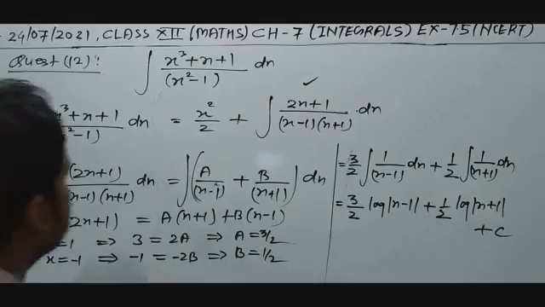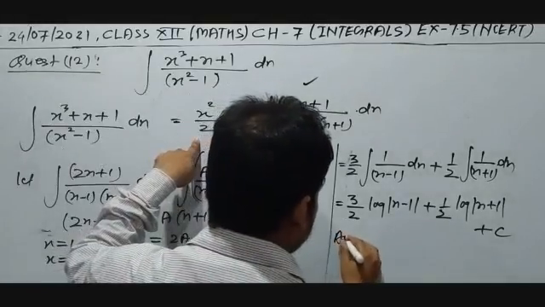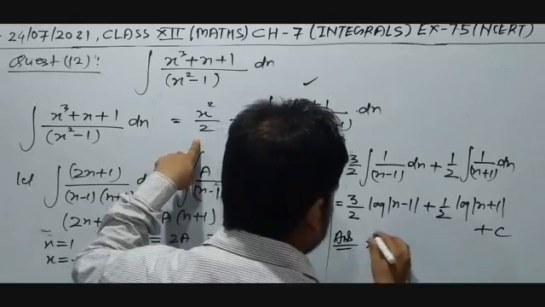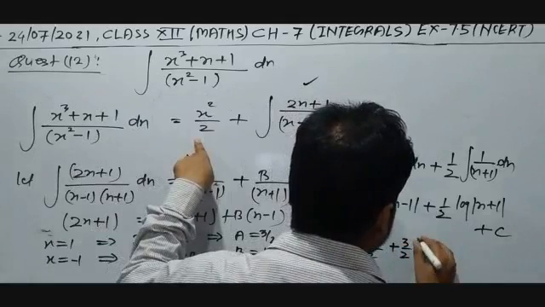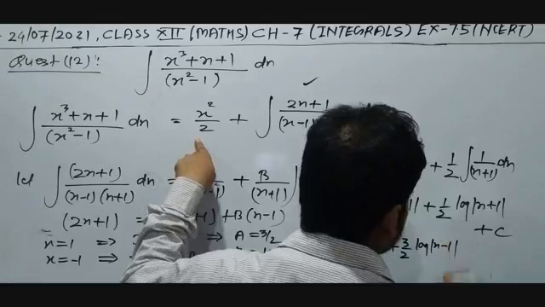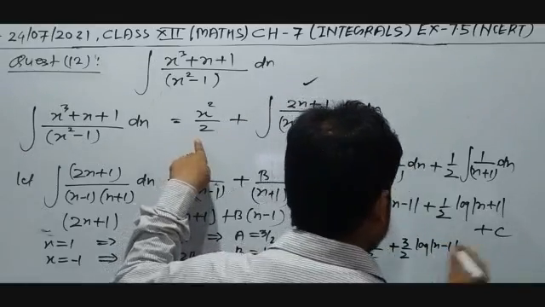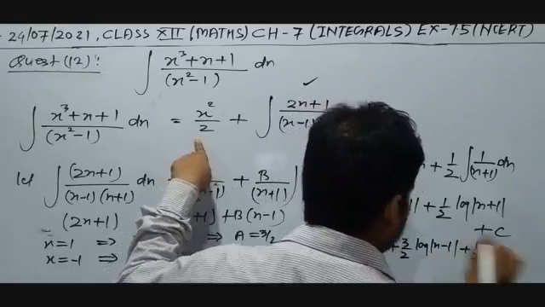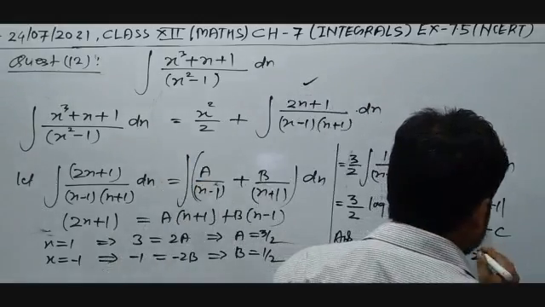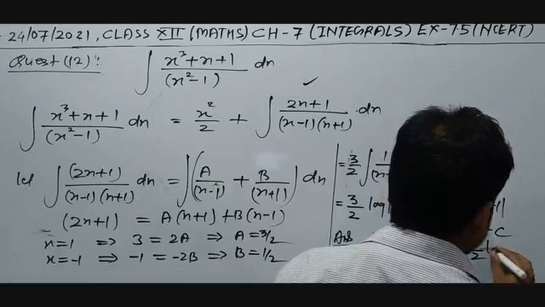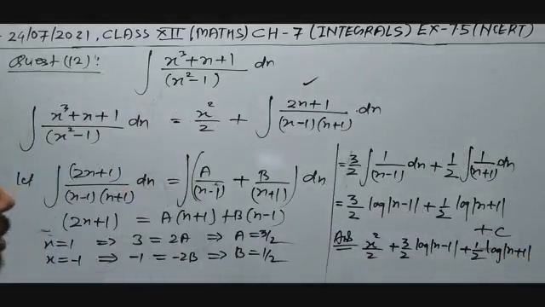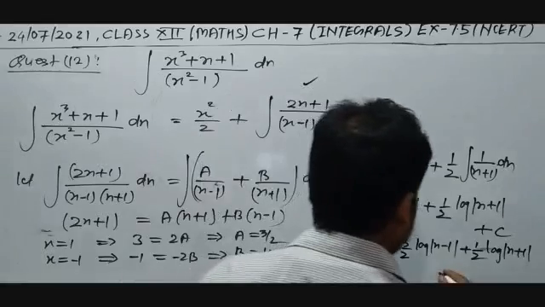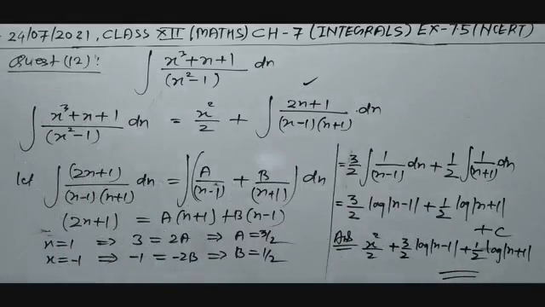Now the answer will be x square by 2 plus 3 by 2 log mod of x minus 1 plus 1 by 2 log mod of x plus 1. Now this is the answer. Question number 12 is completed.